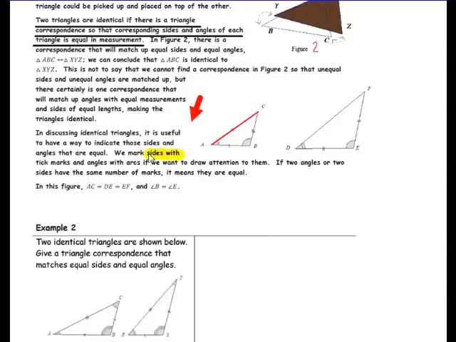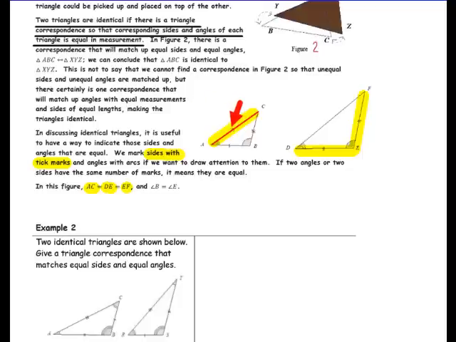We mark sides with tick marks. So here is side AC, right here, and then we have side DE, which is right here. Notice that they're not in the same location, and that is also the same measurement as EF, and EF is right here. So the tick marks that they are talking about are right here.